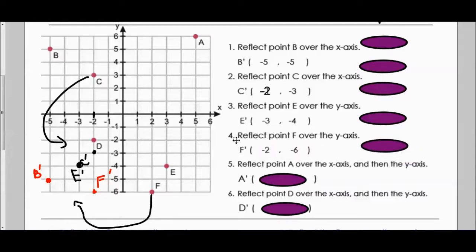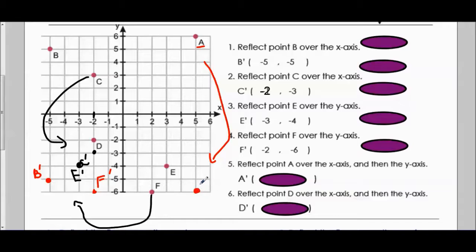These last two are both asking us to flip twice. We're going to reflect point A over the x-axis and then over the y-axis. So we're going to reflect point A over the x-axis. That's going to drop down to here somewhere, jumping over the x-axis. It's right now 6 above it. 1, 2, 3, 4, 5, 6. So it's going to jump down 6 below it. 1, 2, 3, 4, 5, 6.